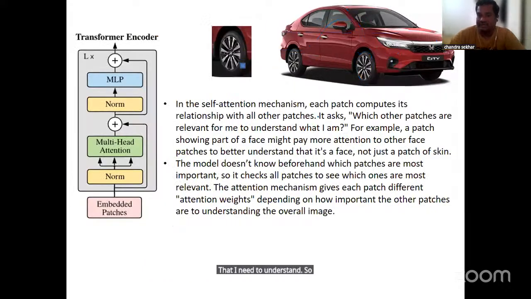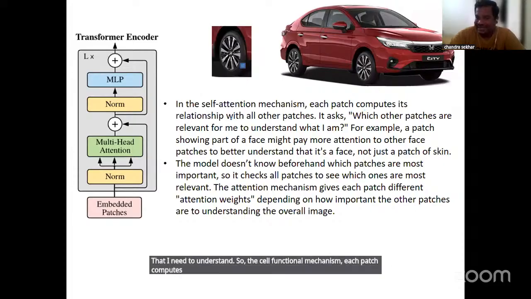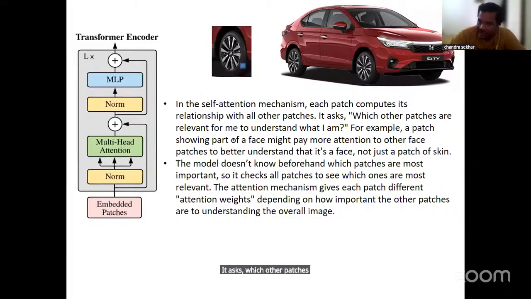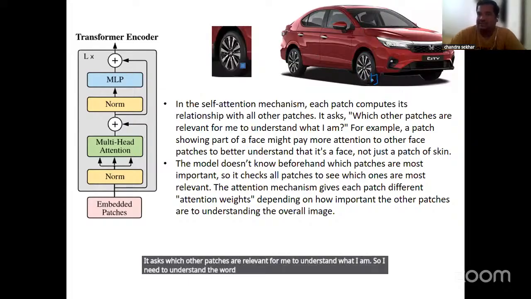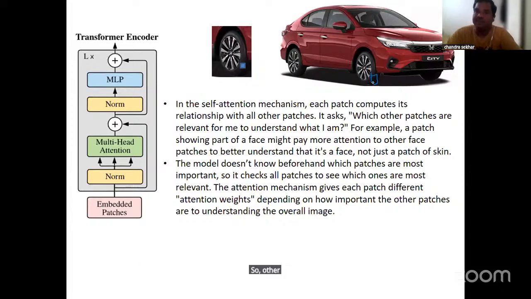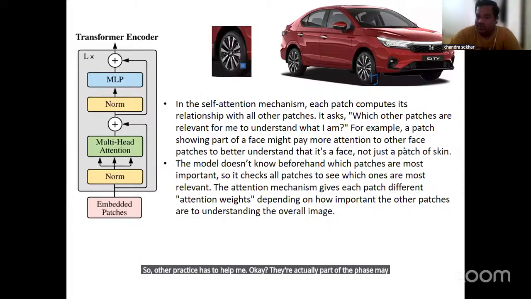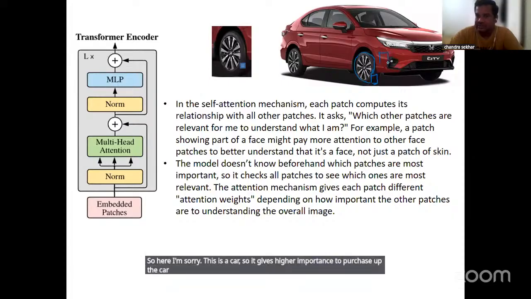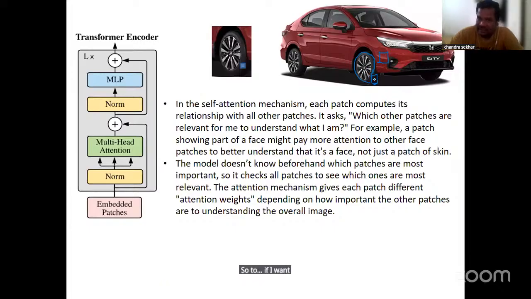So in the self-attention mechanism, each patch computes its relationship with all other patches. It asks which other patches are relevant for me to understand what I am. So I need to understand the word or the patch, so other patches have to help me. Okay, a patch showing part of a face may pay more attention to other face patches to better understand that it's a face, not just a patch of skin. So here also, if this is a car, it gives higher importance to patches of the car, least importance to this one. If I want to understand this patch, this is important. This is also important, but not as much as this.